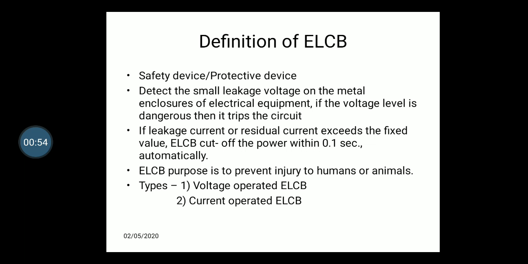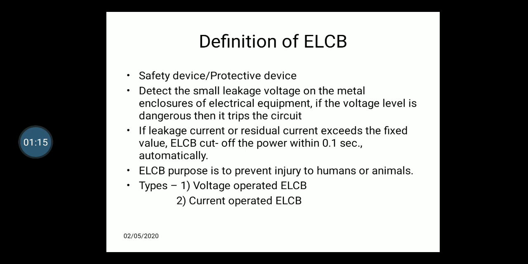Now, what is earth leakage circuit breaker? It is basically a safety device, or sometimes it is called a protective device. It protects the electrical circuit against the leakage current. Its basic function is to protect any electrical circuit from the electrical leakage current.